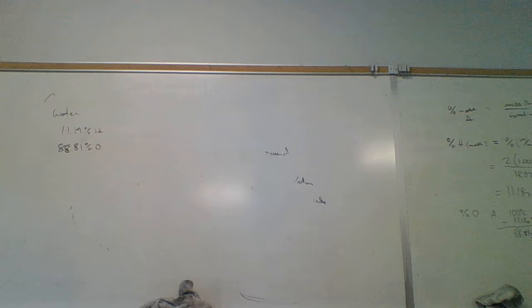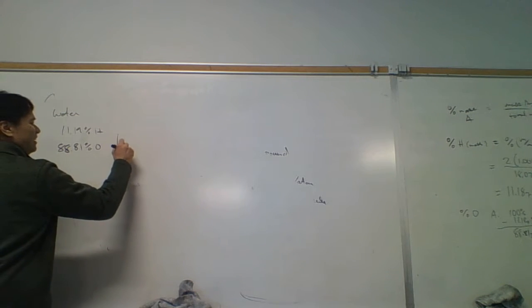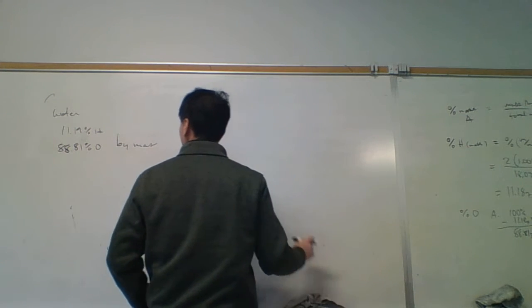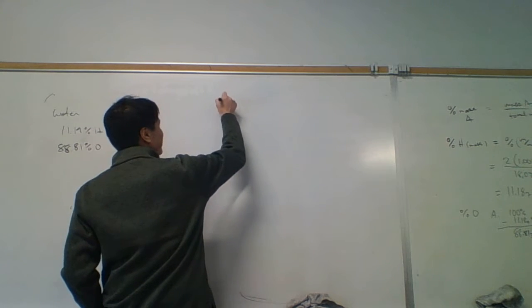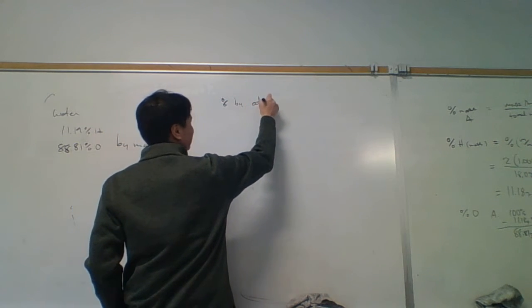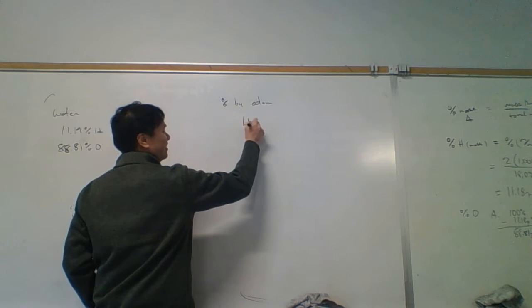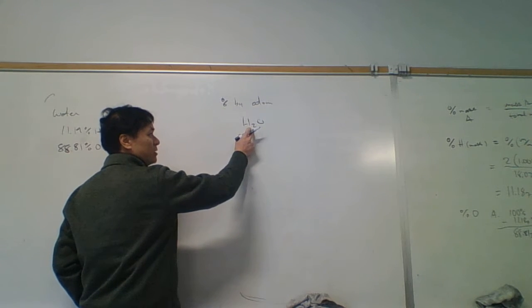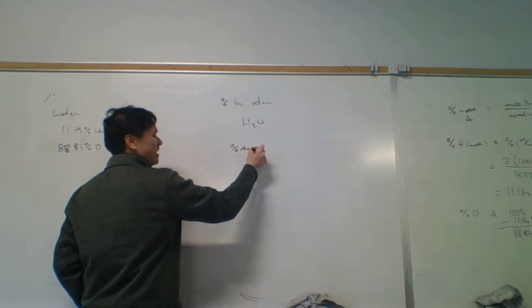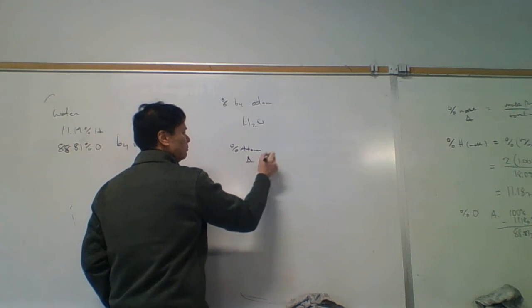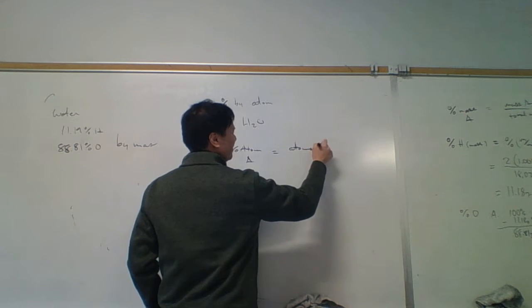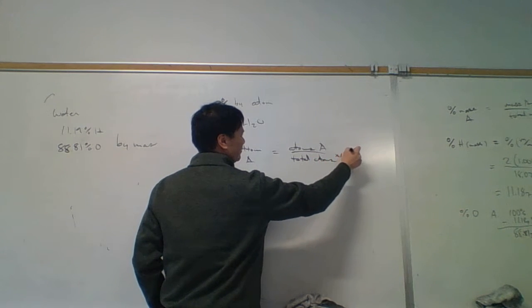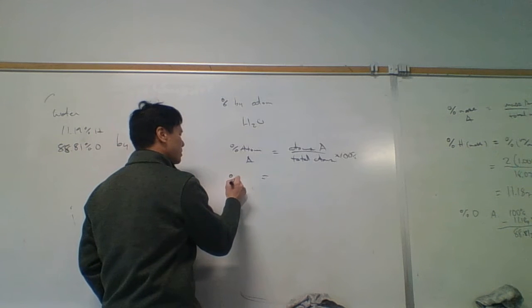But when we think about it, this is by mass. When we think about water, there are 2 hydrogens for every oxygen. And so we can also do percent by atom. If we do percent by atom, then we have H2O. How much hydrogen is there? And so percent by atom would just be like this: percent atom of A is atoms of A over total atoms times 100%.